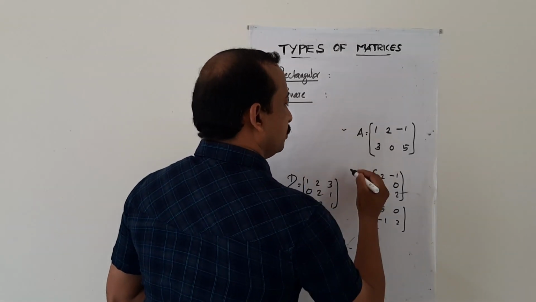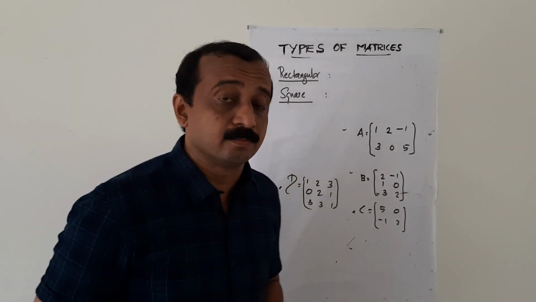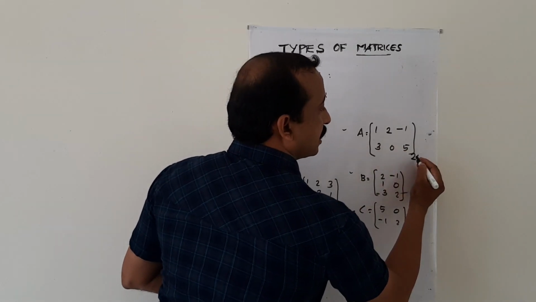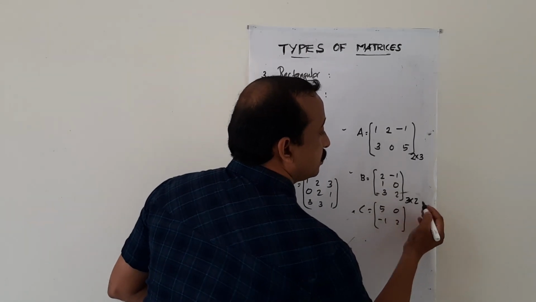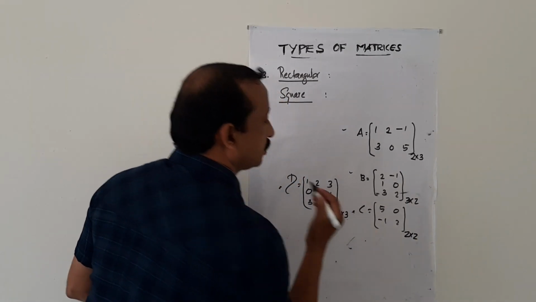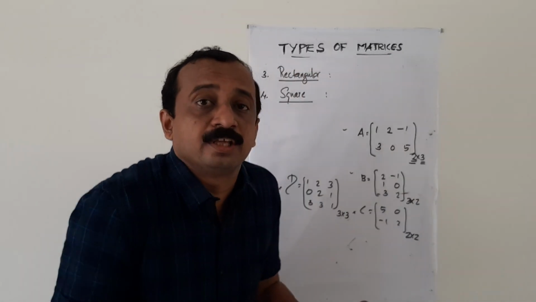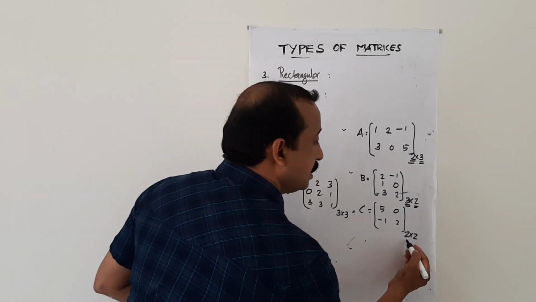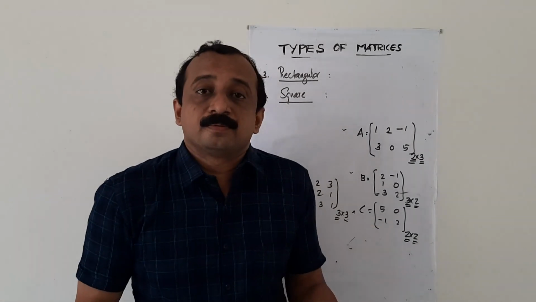Here the first two matrices are said to be rectangular matrices and the other two matrices are called square matrices. Why? What is the order of the first matrix? There are 2 rows and 3 columns. The second has 3 rows and 2 columns. But in C and D, there are 2 rows and 2 columns, and 3 rows and 3 columns. In A and B, the number of rows and the number of columns are not equal. In these other two matrices, the number of rows and the number of columns are equal.